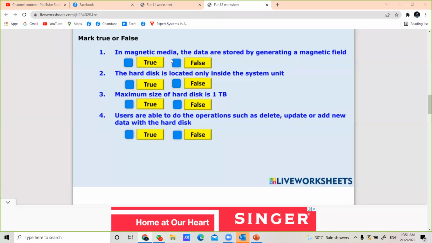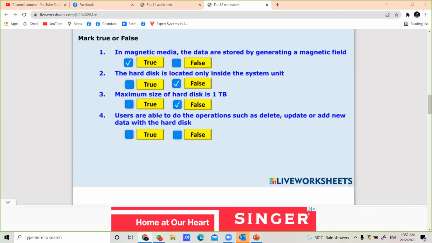In magnetic media, the data are stored by generating a magnetic field. That's correct. The hard disk is located only inside the system unit. Actually, the hard disk is not located only inside. There are some external hard disks also. Therefore, the statement is false. Maximum size of hard disk is 1 TB. That's also false, because larger hard disks are available, like 2 TB and 4 TB hard disks.